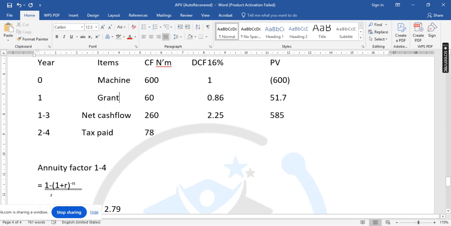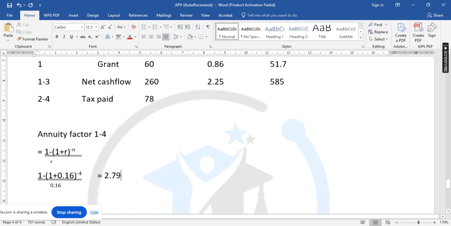Yes, it's 2.798. So if you are using 2 decimal places, it will be 2.80. It's 2.798. So if you are approximating it to 2 decimal points, that 8 will add to the 9, so it will become 2.8.